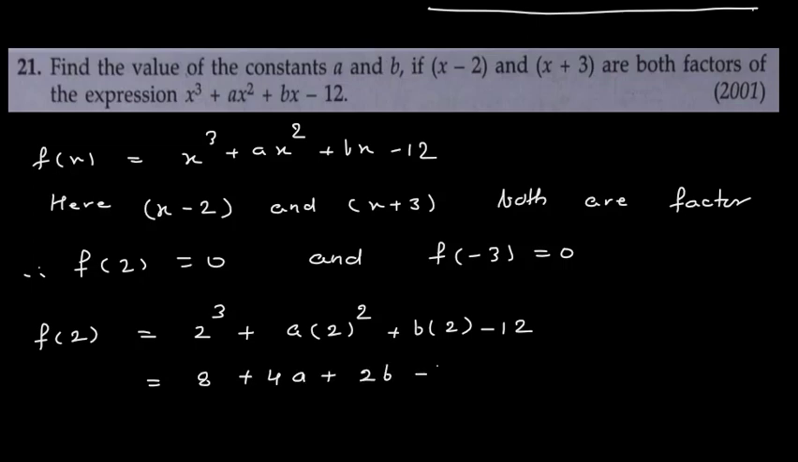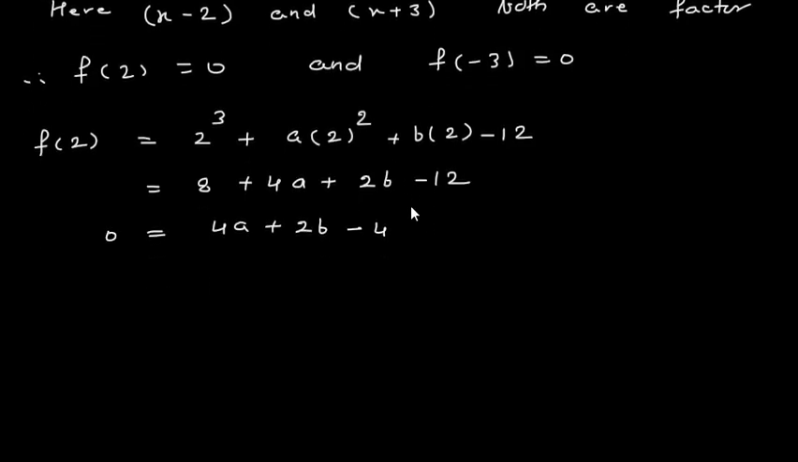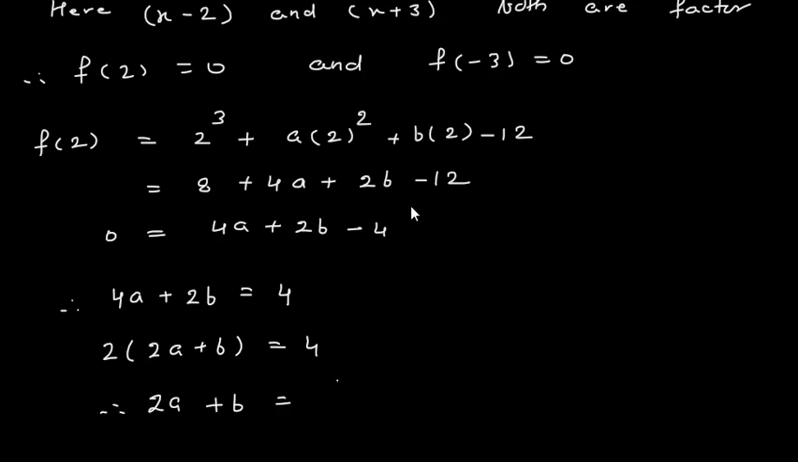So this f of 2 is 0, therefore I get 4a plus 2b equal to 4. If you want, you can take 2 common. So let us take 2 common. So it is 2a plus b, and here it is 4. So this 2 will go there. So we have 2a plus b is equal to 4 divided by 2, which is 2. So therefore 2a plus b is equal to 2. This is your equation 1.